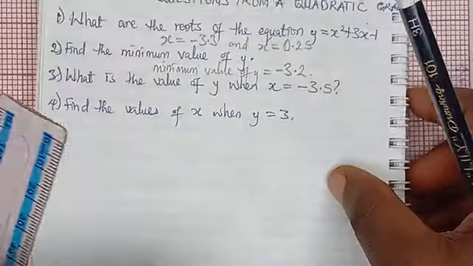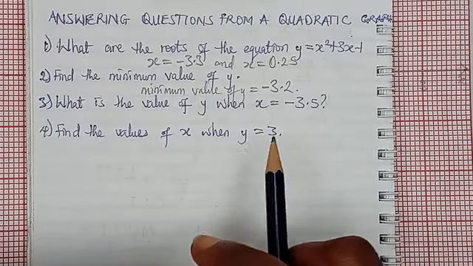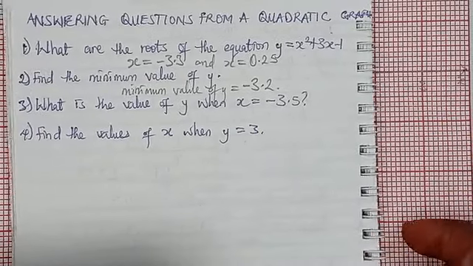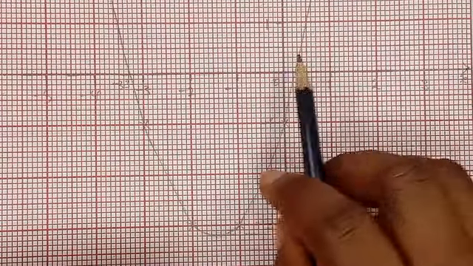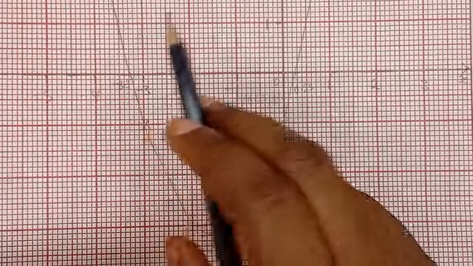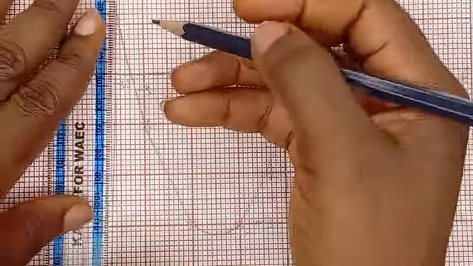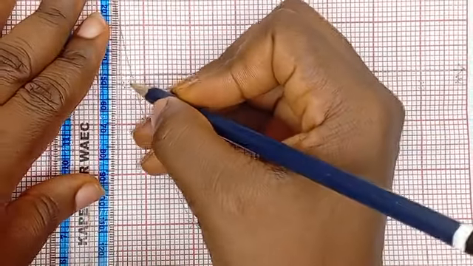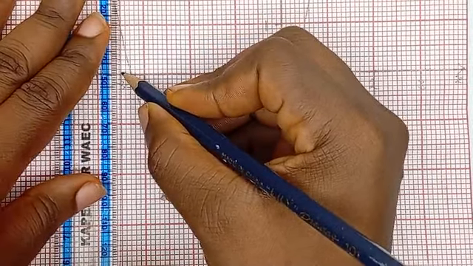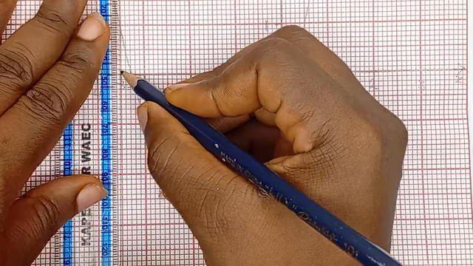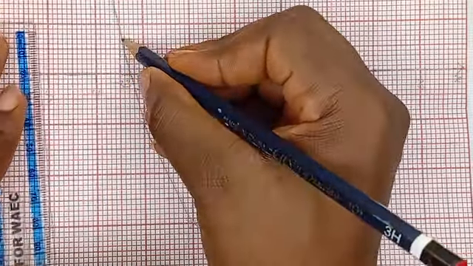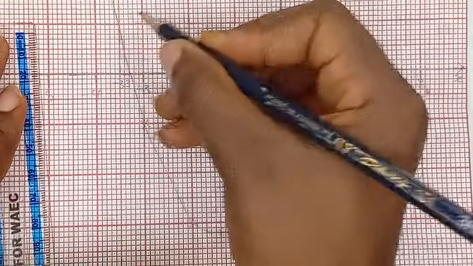Okay, let's look at the next question. What is the value of y when x is negative 3.5? We come to the x-axis and look for minus 3.5. We can see that is this point. We place a rule there and trace that point up to the curve. So this is minus 3.5. We are going to trace this point with a broken line to the curve where that point touches the curve.